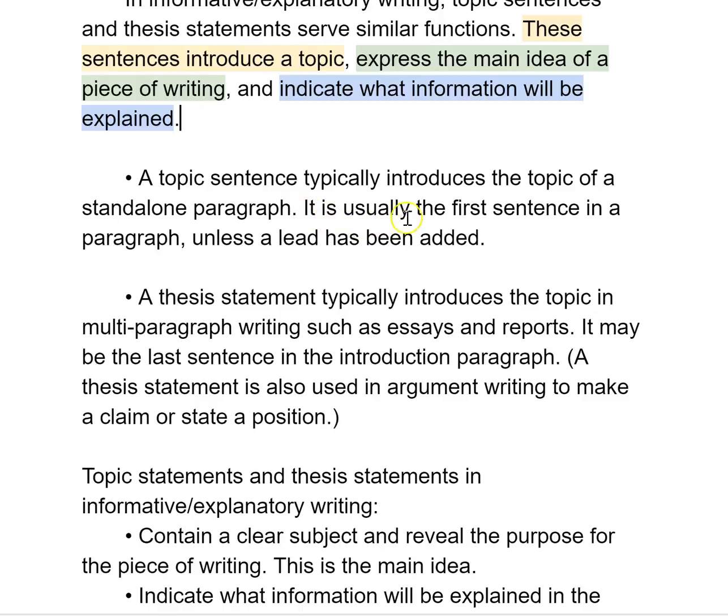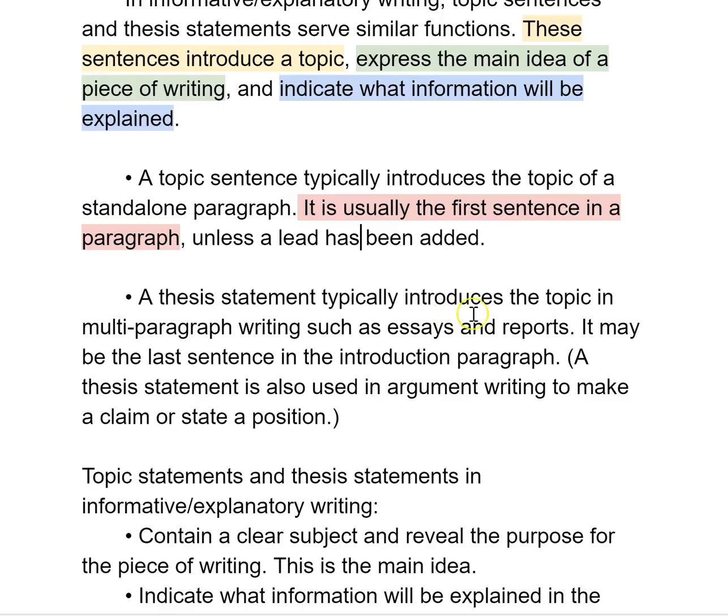Okay. It is usually the first sentence in a paragraph unless a lead has been added. So it's almost always, not every single time, but 90% of the time, the topic sentence is the first sentence in a paragraph. And that makes sense because when you're reading an informative text, you want to present the information clearly and easily for the reader. And so by putting that topic sentence, what the paragraph is going to be about, right at the beginning, that lets the reader know what to expect in the coming sentences.